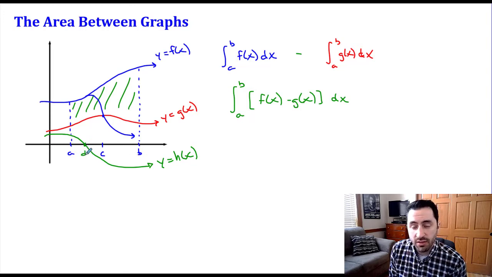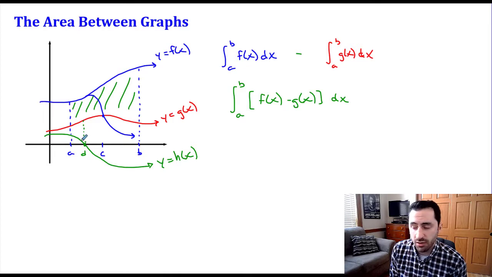So if I want to find the area in between my graph of g of x and the graph of h of x, up until this point d, g of x is bigger, so I take the area underneath the bigger one, subtract the area underneath the smaller one.